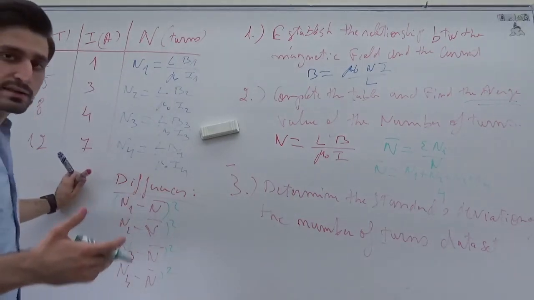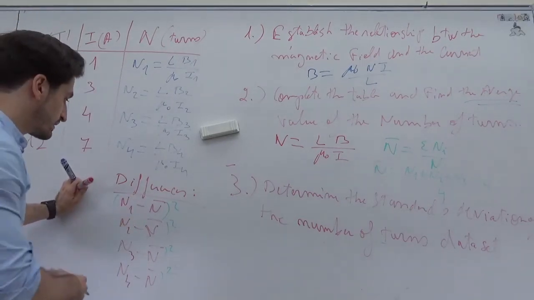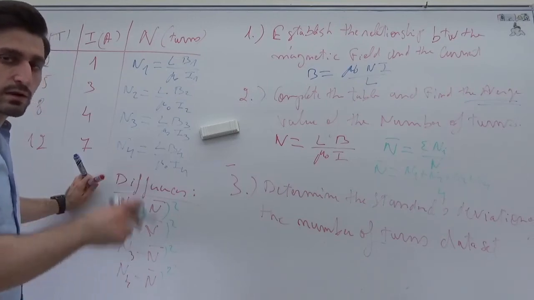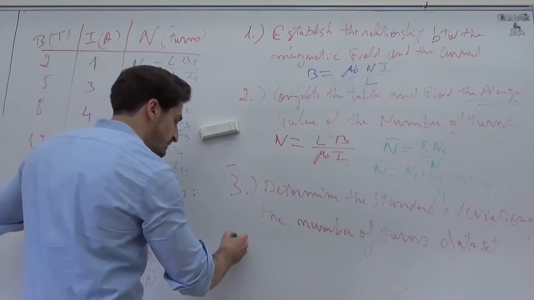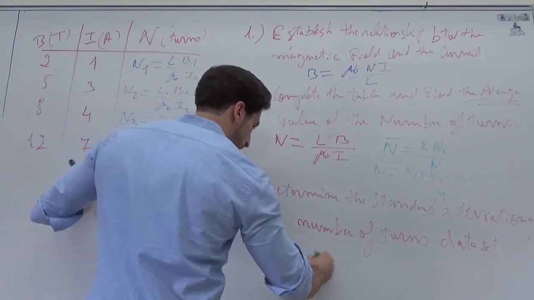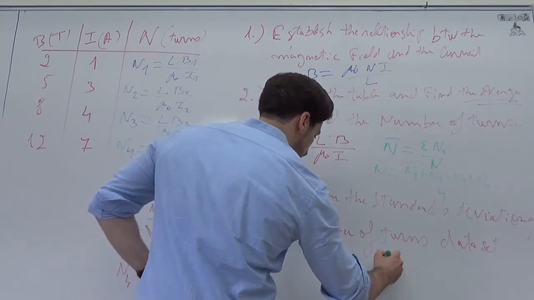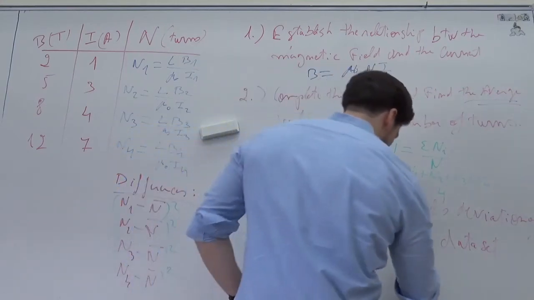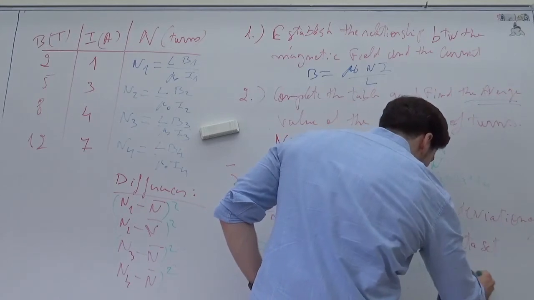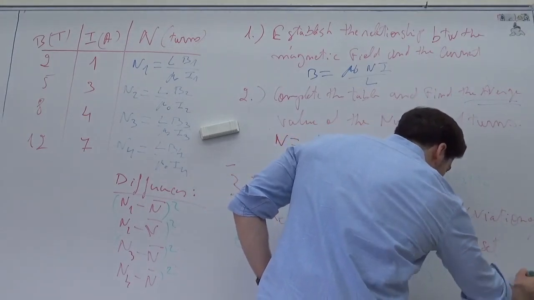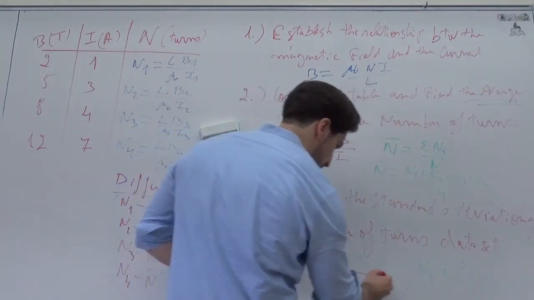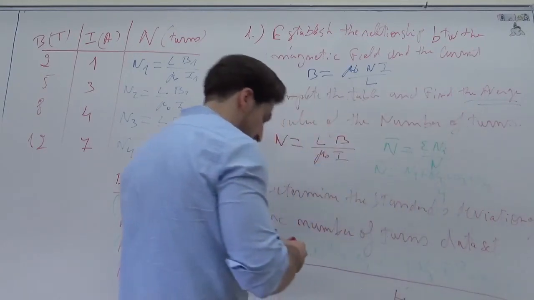And finally, you apply the standard deviation equation. So you are going to sum up all of these differences squared, you are going to divide them by the total number of trials, and then you are going to take their square root. And therefore, the standard deviation of that number of turns over here is going to be the square root of n1 minus n bar squared plus n2 minus n bar squared plus n3 minus n bar squared plus n4 minus n bar squared, divided by the total number of trials, which is 4.